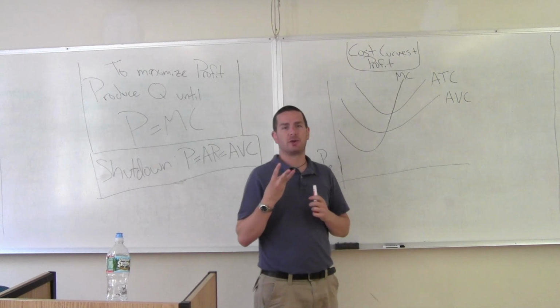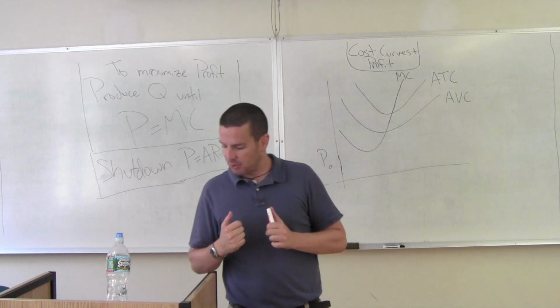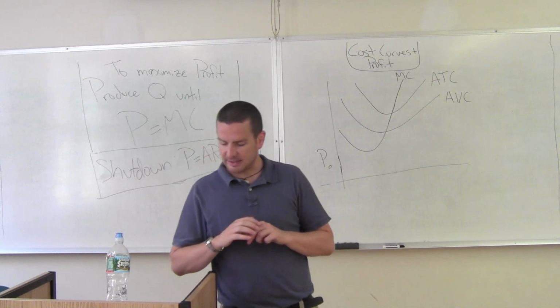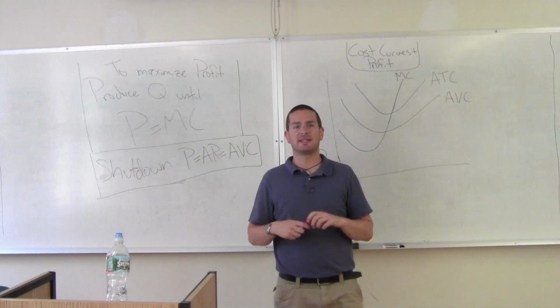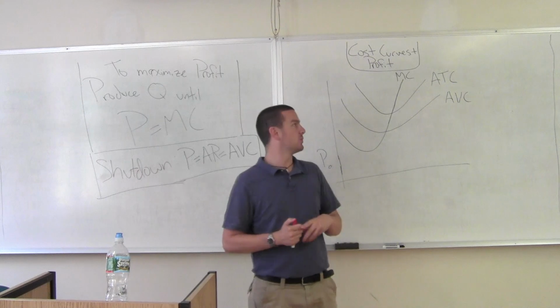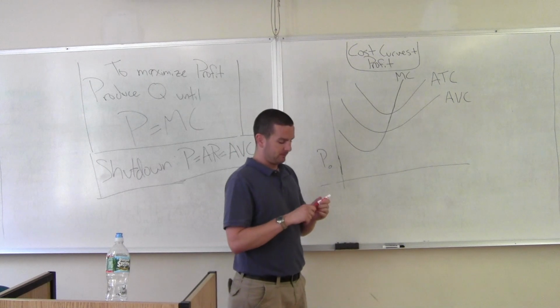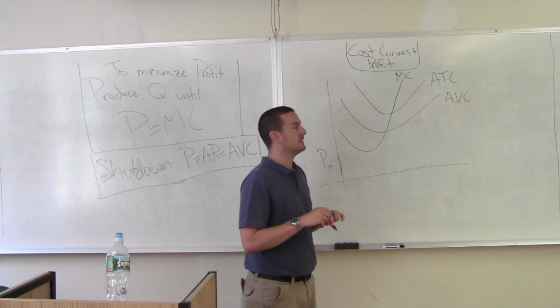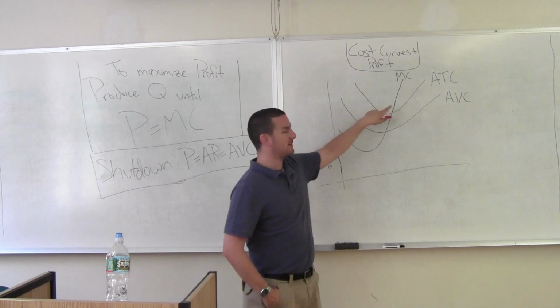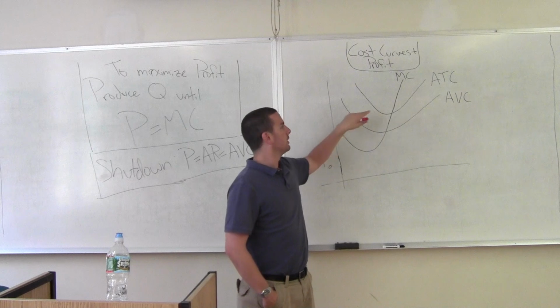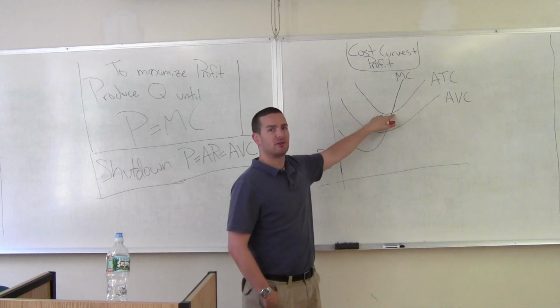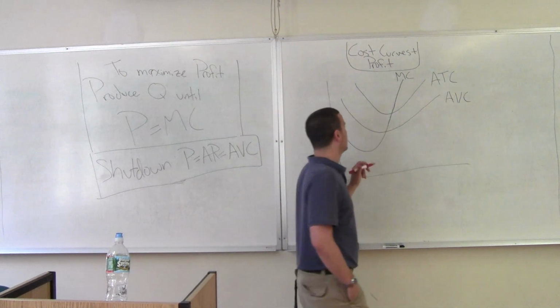The third situation we have to look at is point D on page 164. On page 164, it shows you the break-even point. The break-even point is where the price, or the demand curve, cuts across the average total cost.